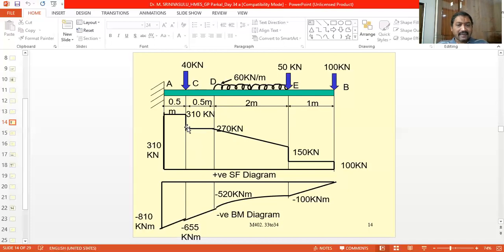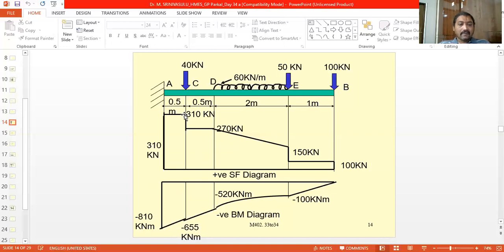Then here what is happening is again at the point C, another point load is acting. So due to this point load, suddenly the shear force increases from 270 to 310 kN. So 270 plus 40, 310 kN. So this is a sudden increase in shear force at point C. Now between the points C and A, there is no increase in shear force. The same shear force is there.